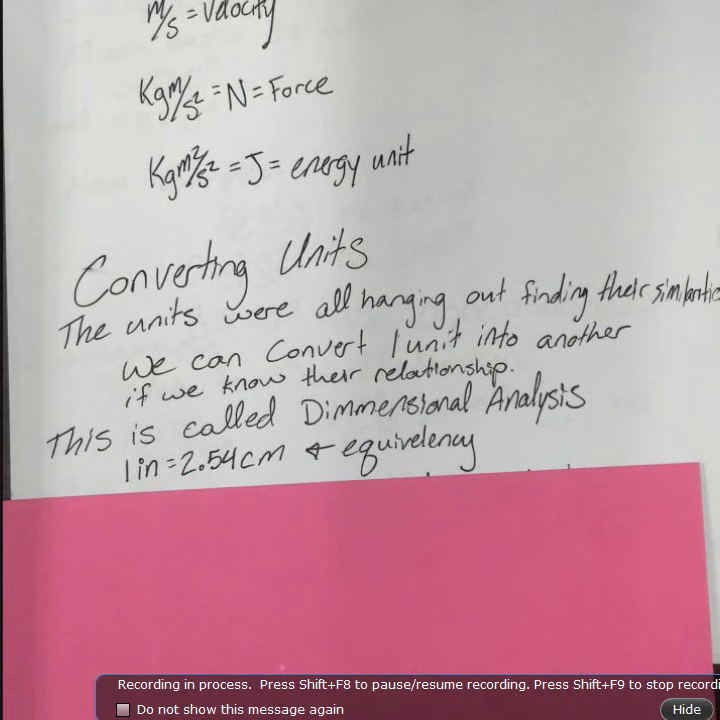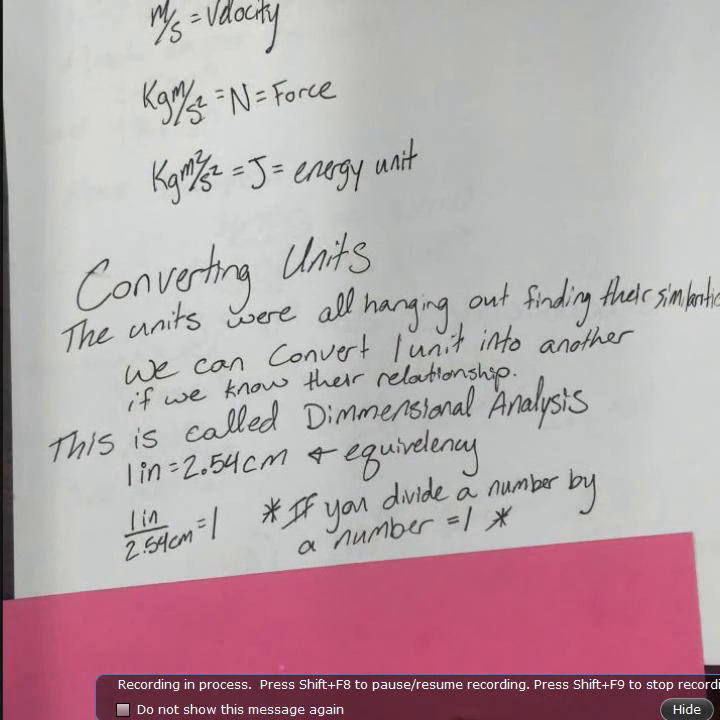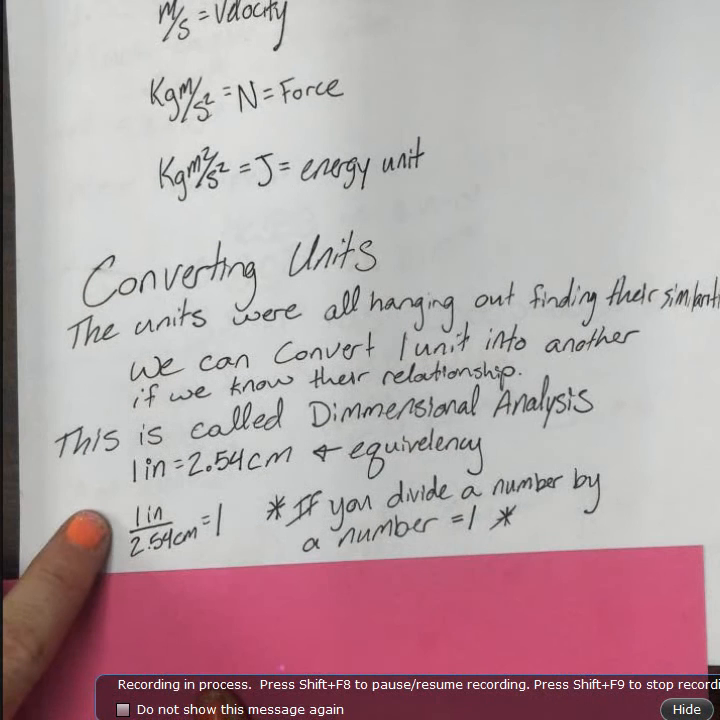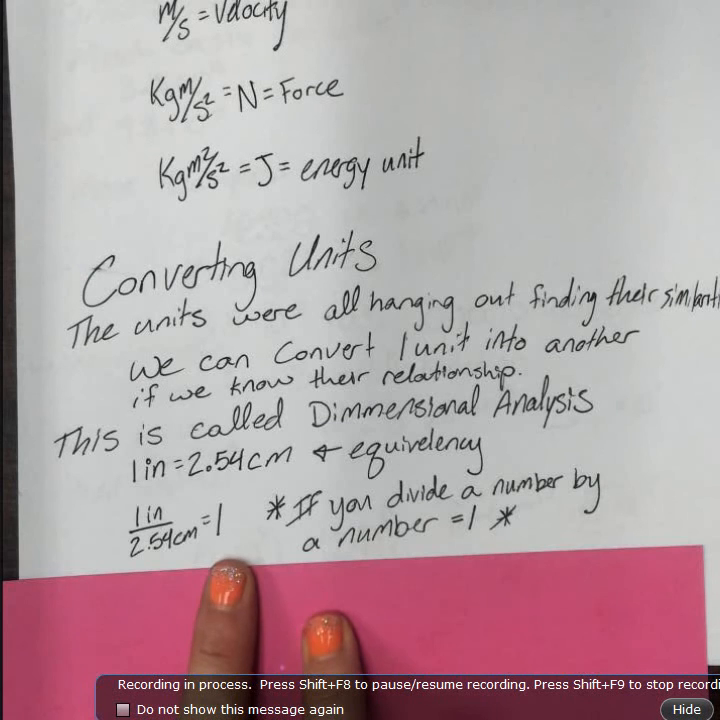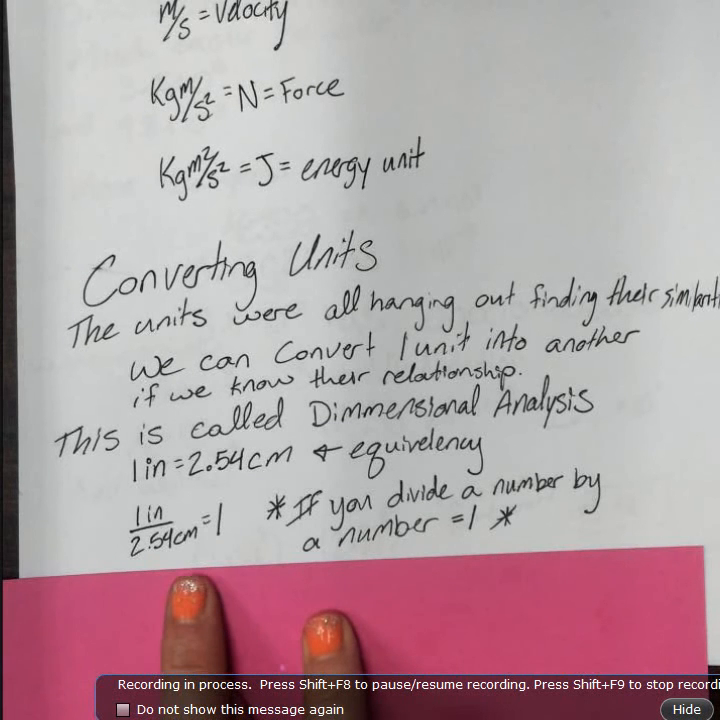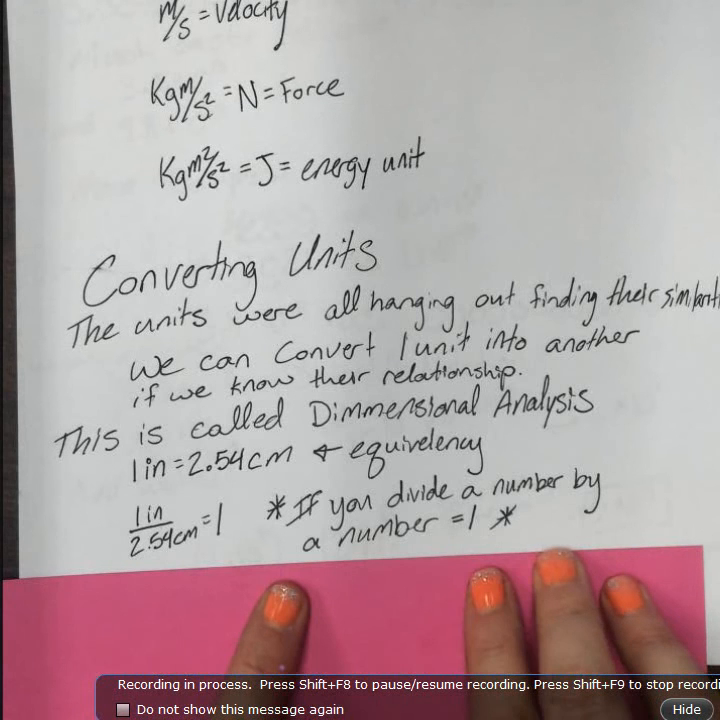If I rewrite this equivalency into a fraction, I divide both sides of this equation by 2.54, and I get 1 inch divided by 2.54 centimeters equals 1. So if I turn this into a fraction, no matter which way I go, if I put the 2.54 centimeters as a numerator or a denominator, it equals 1. If you divide a number by itself, it equals 1. If you multiply a number by its reciprocal, it equals 1. I can put 1 in an equation and not change the value.